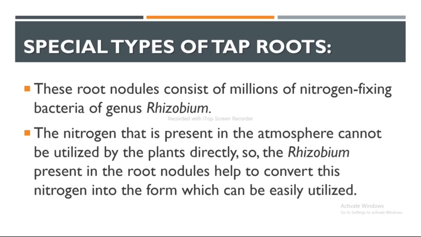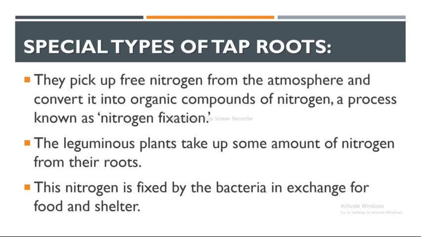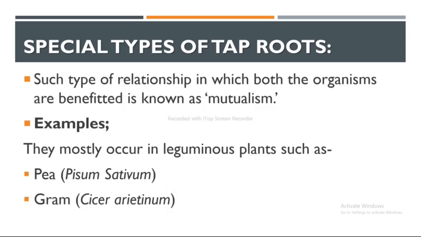The nitrogen that is present in the atmosphere cannot be utilized by the plants directly. So the Rhizobium present in the root nodules help to convert this nitrogen into a form which can be easily utilized. They pick up the free nitrogen from the atmosphere and convert it into organic compounds of nitrogen, a process known as nitrogen fixation. The leguminous plants take up some amount of this nitrogen from their roots. This nitrogen is fixed by the bacteria in exchange for food and shelter. Such a relationship in which both the organisms benefit is known as mutualism.